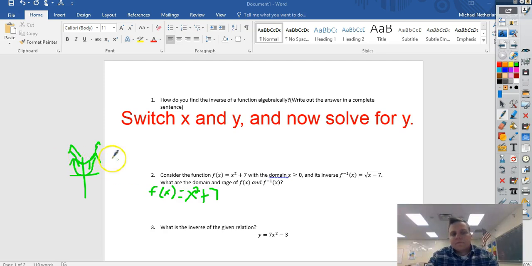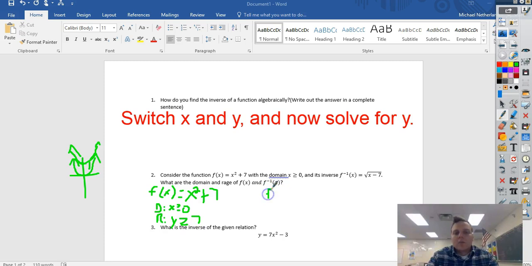So then, we already know the domain. They gave that part to us: x is greater than or equal to 0. So then what's the range? Well, I went up 7 and then I just keep going up after that. So my range is y is greater than or equal to 7. Alright, what about my inverse?